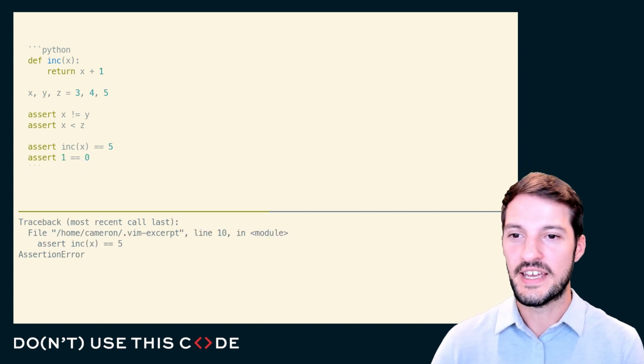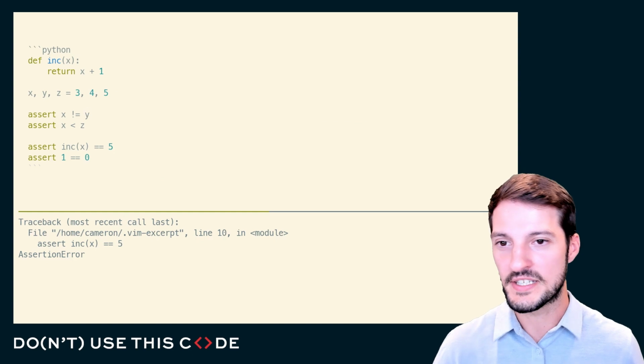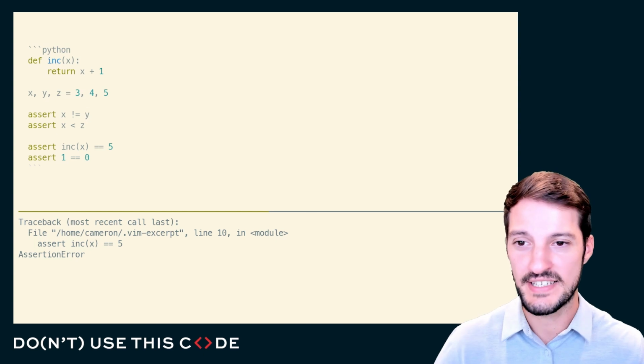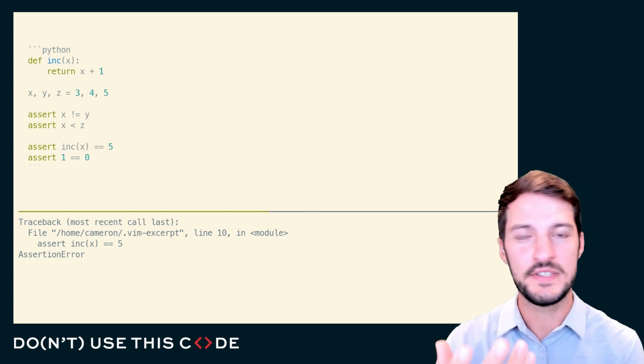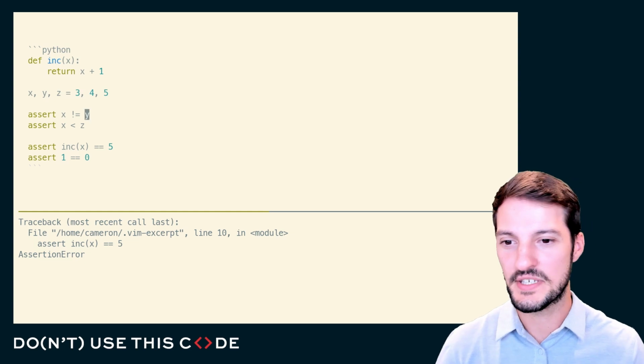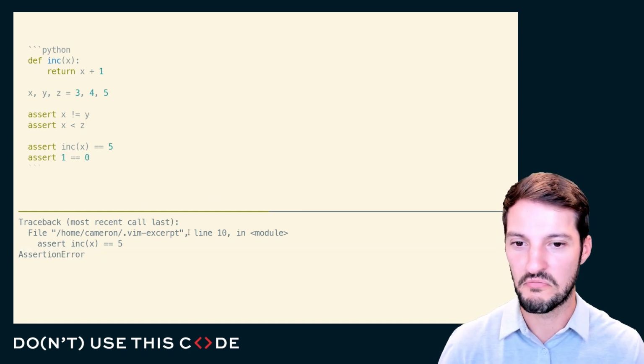But what else can we do with the AST? Well, we can use it to rewrite things. If I have a piece of code that has a bunch of assert statements, maybe these are actual tests that I'm wanting to test, like you see in PyTest, I can actually go ahead and execute this code, and we see that I hit an assertion error on line 10.